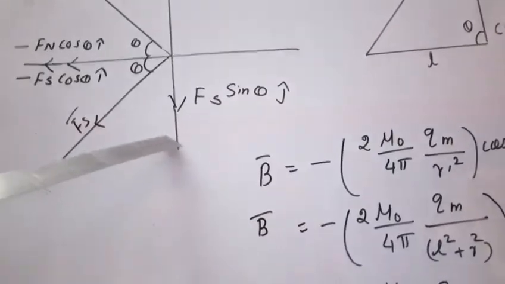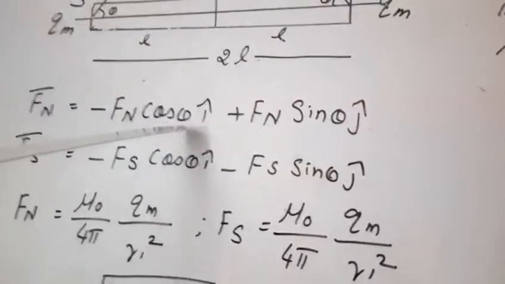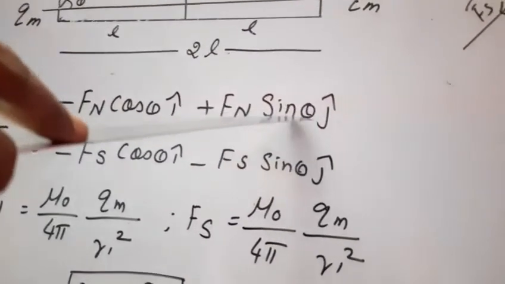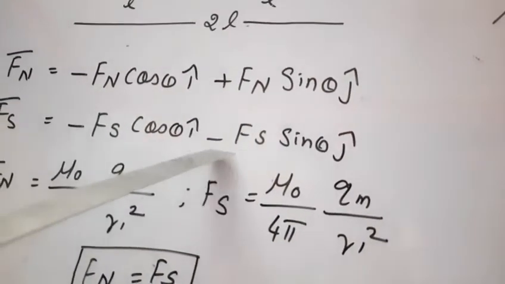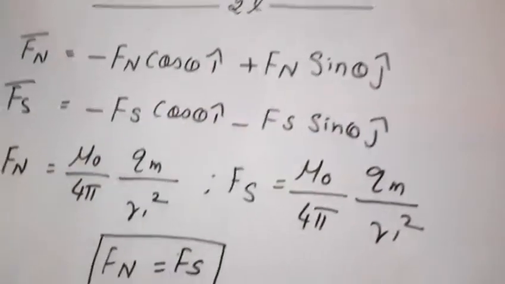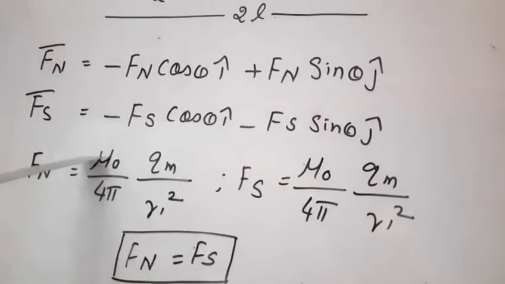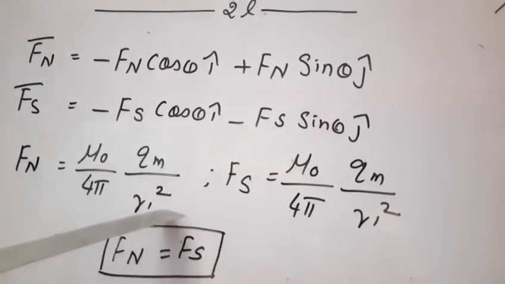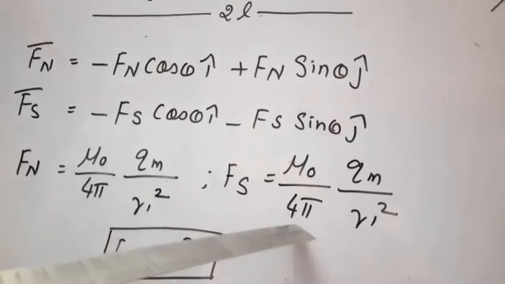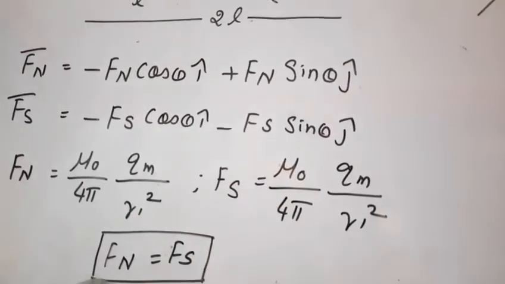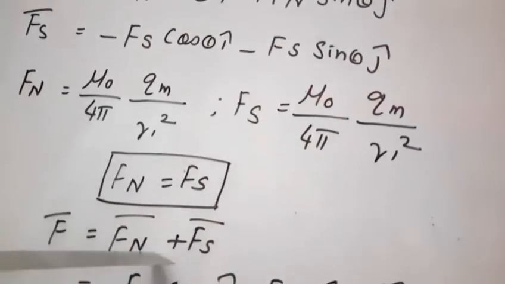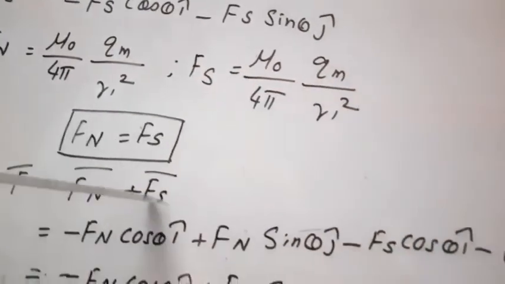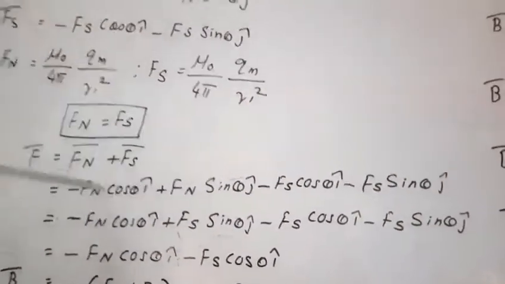Now at the point C, the force is resolved, that is Fn vector equal to minus Fn cos theta i cap plus Fn sin theta j cap. Then Fs vector equal to minus Fs cos theta i cap minus Fs sin theta j cap. When we use Coulomb's law, Fn equal to mu naught by 4 pi Qm by R dash square, and Fs equal to mu naught by 4 pi Qm by R dash square. Now Fn is equal to Fs. Therefore, the total force F is equal to Fn vector plus Fs vector. We can substitute the values of Fn vector plus Fs vector.